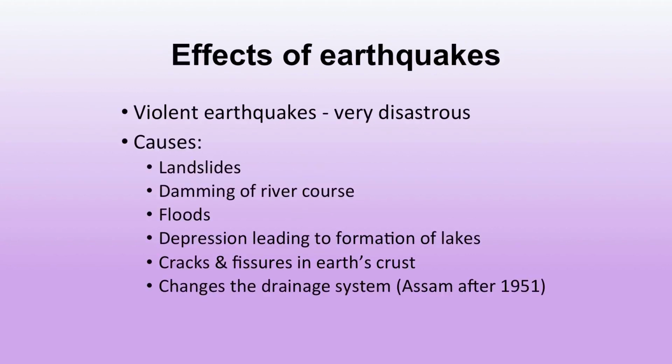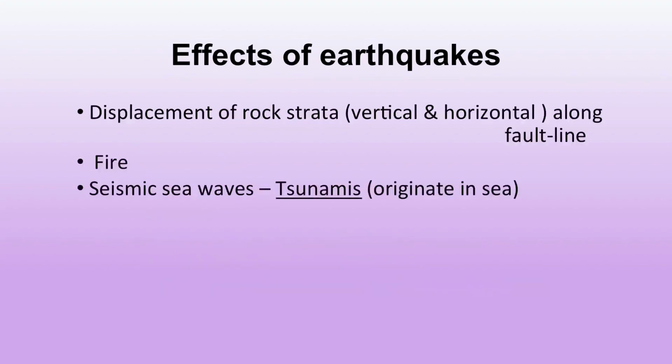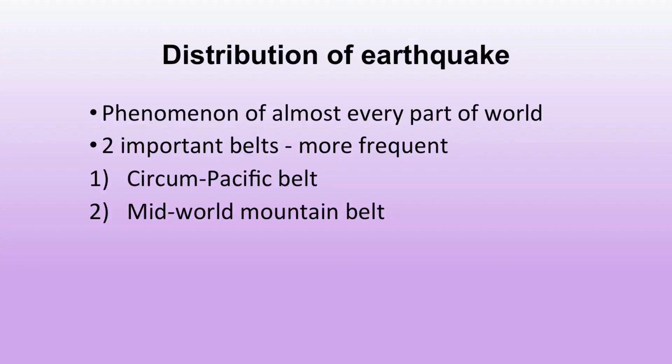Now, the effects of earthquakes. Violent earthquakes can be very disastrous, and they cause landslides, damming of river courses, floods, depressions leading to formation of lakes, cracks and fissures in the earth's crust, and changes in the drainage system. Other effects are displacement of rock strata vertically and horizontally along fault lines. Fire also takes place at times. Seismic sea waves originate in the sea, and they are known as tsunamis. We have heard about and seen seismic activities in the sea and tsunamis in India also.